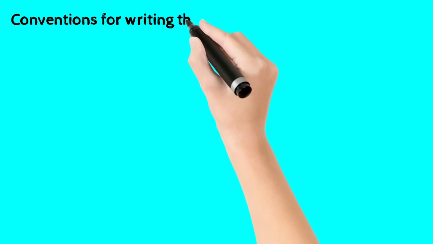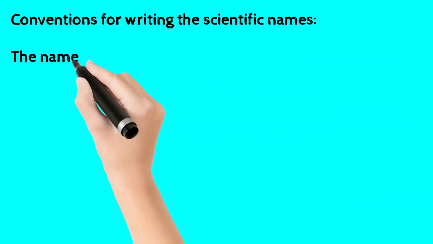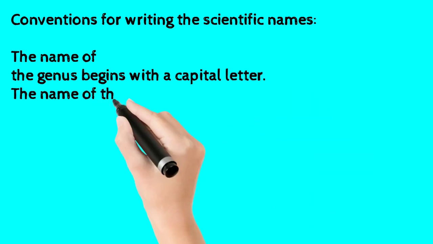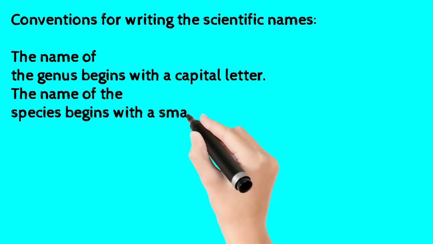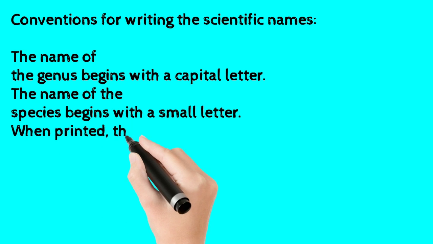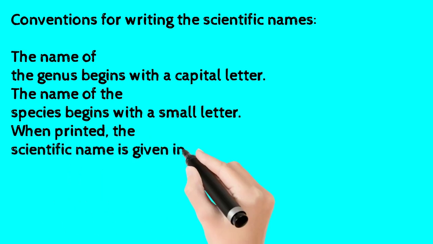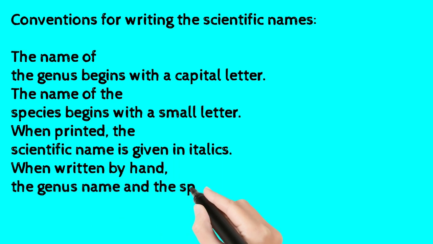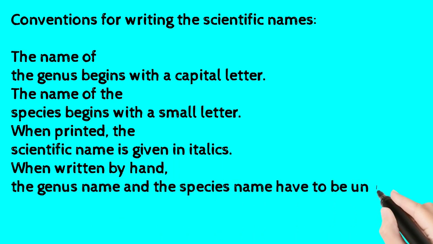Conventions for writing the scientific names. The name of the genus begins with a capital letter. The name of the species begins with a small letter. When printed, the scientific name is given in italics. When written by hand, the genus name and the species name have to be underlined separately.